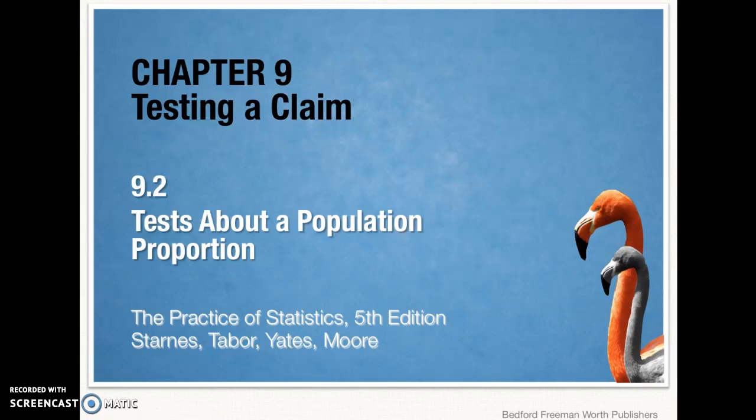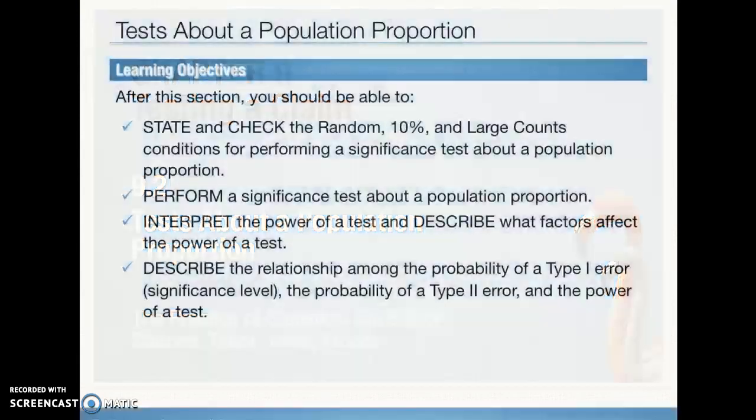This time in Section 2, we're talking about tests for population proportions. By the end of this section, we should be able to state and check what the conditions are for performing a significance test about a proportion. We should be able to go through the state plan to conclude about a population proportion, the full four-step process.